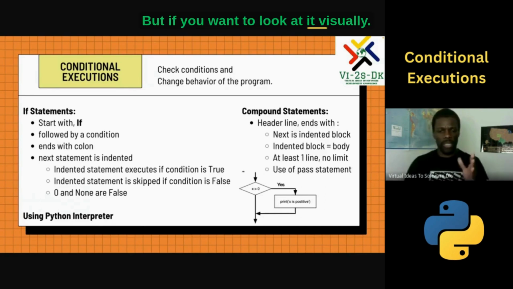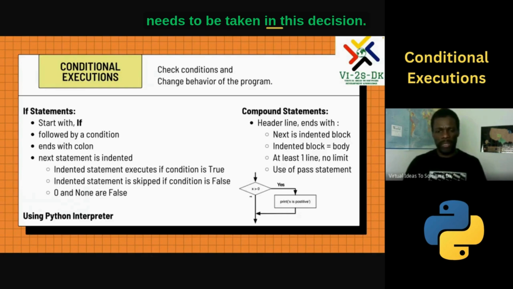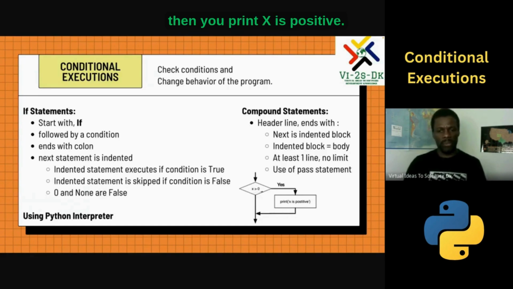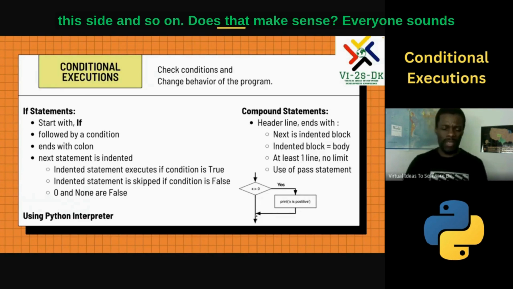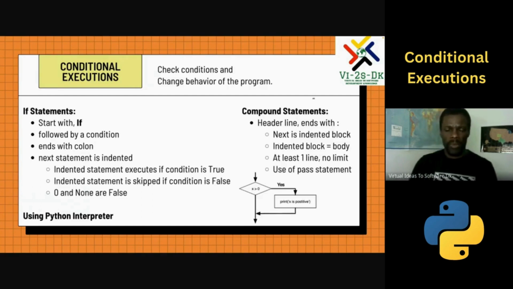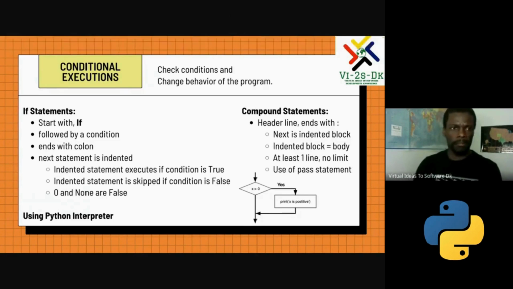But if you want to look at it visually, when you start going down your execution, this diamond means that's a decision that needs to be taken. In this decision, you check if the variable x is greater than 0. If the variable x is greater than 0, then you print x is positive. Otherwise, you go down this path and print something else on this side and so on. Does that make sense to everyone? Sounds good? Do we want to take a look at an example of what that is like?